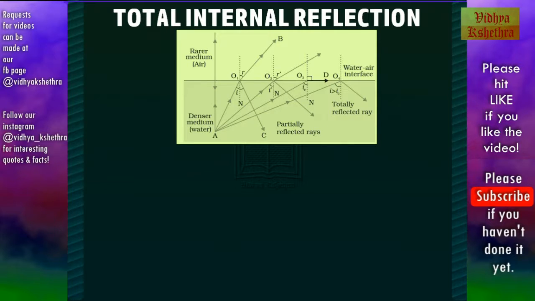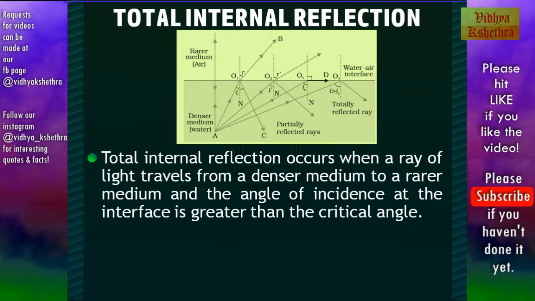If the angle of incidence is greater than critical angle, all of the light rays get reflected into the first medium itself, and none gets transmitted to the rarer medium. Total internal reflection occurs when a ray of light travels from a denser medium to a rarer medium, and the angle of incidence at the interface is greater than the critical angle.